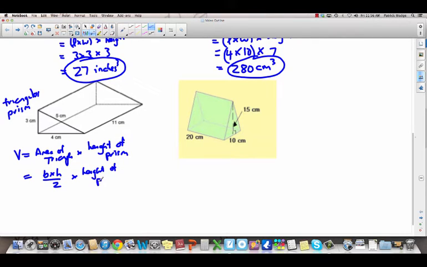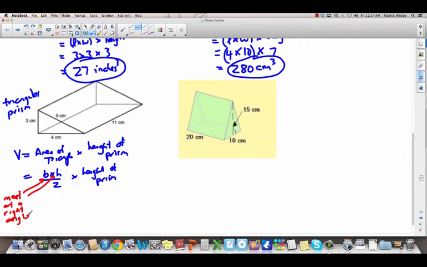Now, do you see what's confusing about this? We have base times height, and then we have the height of the prism. Is it the same amount? No, they're different. So remember this bit here, this base times height over 2, this is just the triangle. So we're only looking at the triangle here. Okay? And the base and the height in a triangle always meet at a right angle.